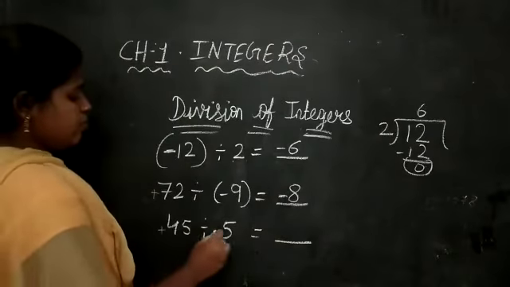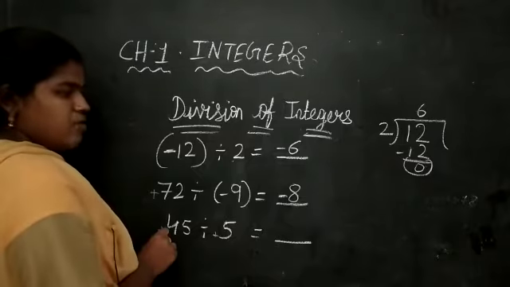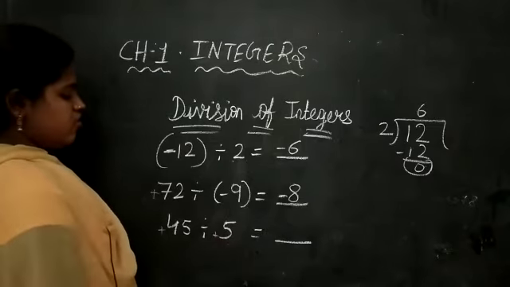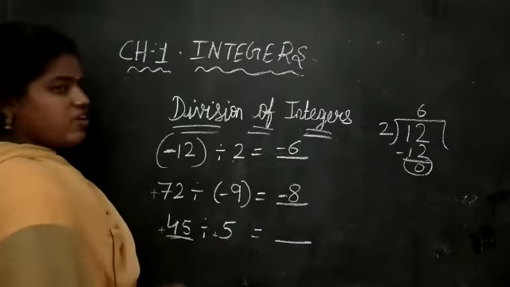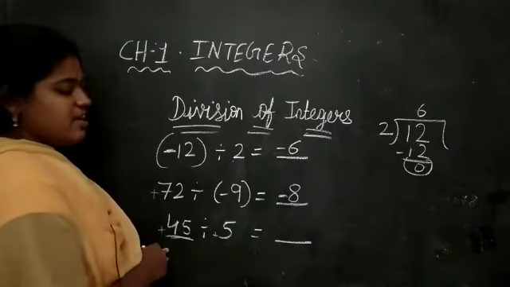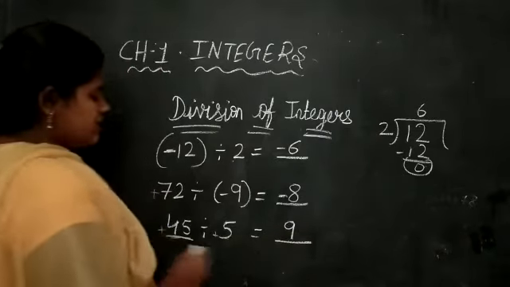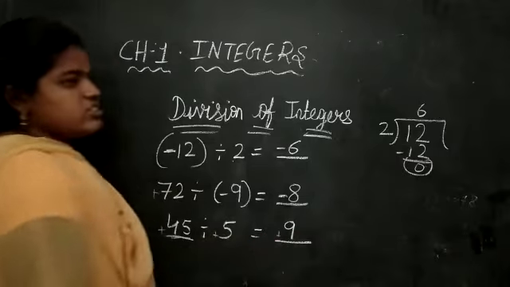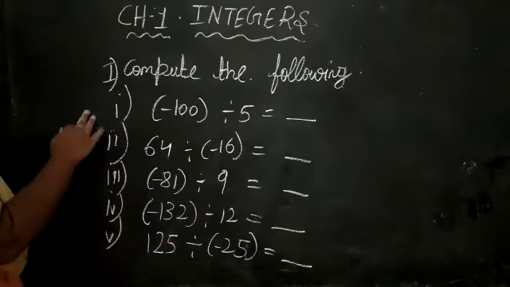Now here you can see both are positive, 45 and 5. In the 5 table, when do you get 45? 5 nines are 45. Again here you can see both are positive, so you will get positive 9. Do this in your classroom book.